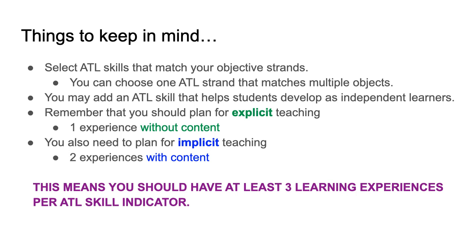That means one experience without using your content. And you also need to plan for implicit teaching, which is 2 experiences with the content. That means you have to have at least 3 learning engagements per ATL skill that you choose for your planner. So that's why you don't want to have like 25 skill indicators listed, because your unit might not be long enough to really get that instruction across.